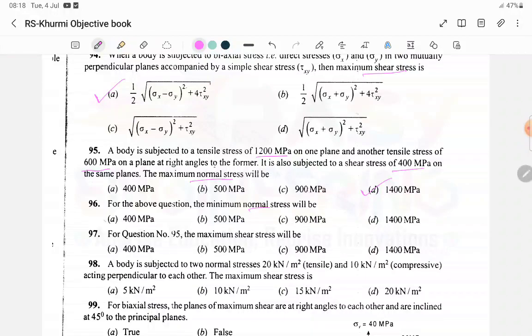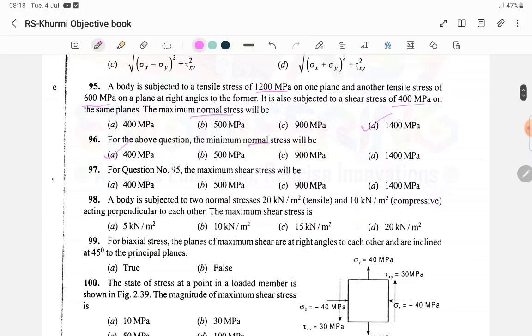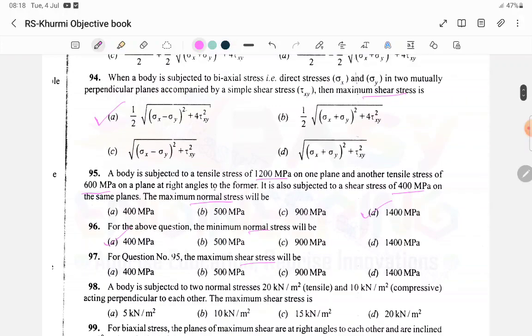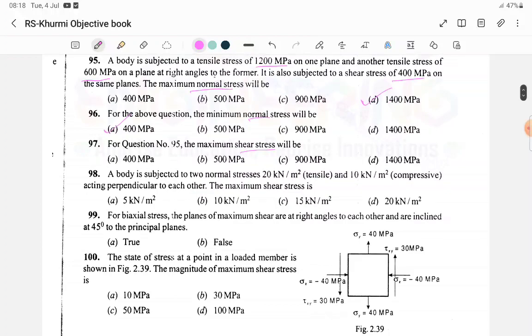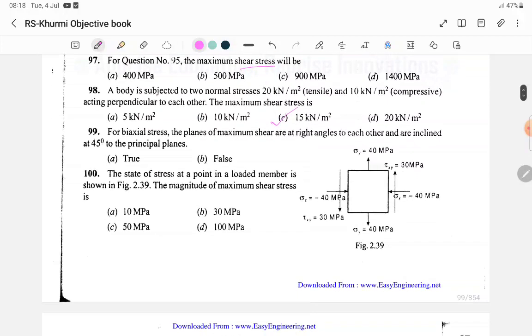So A, 400. In the same question, the maximum shear stress is asked. Maximum shear stress means this formula: 1 by 2 into under root of sigma x minus sigma y whole square plus 4 into tau of xy square. Substitute, you will get the answer. So 98 is how much? C, that is 15 kilonewton per meter square.